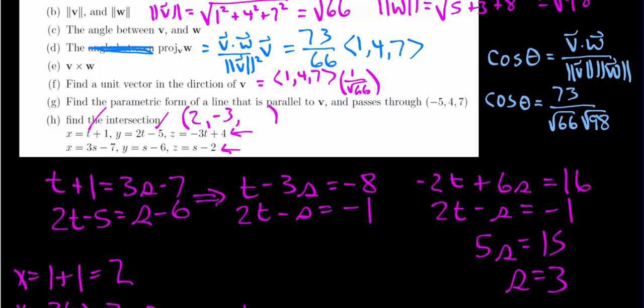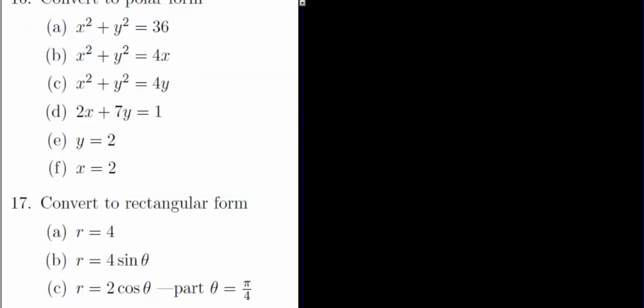Now, here's the thing. The z's have to match and they have to be the same, or else there's no point of intersection. So let's see here. We've got z is equal to -3 plus 4, which is 1. And also z is equal to 3 minus 2. That's 1. There. Our point of intersection is (2, -3, 1). And that problem is done.